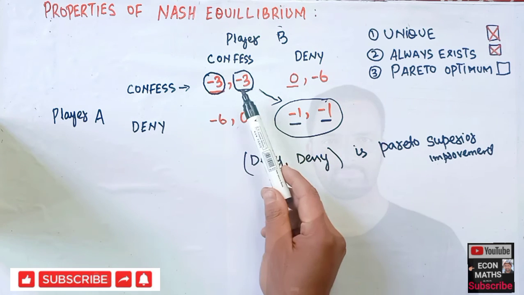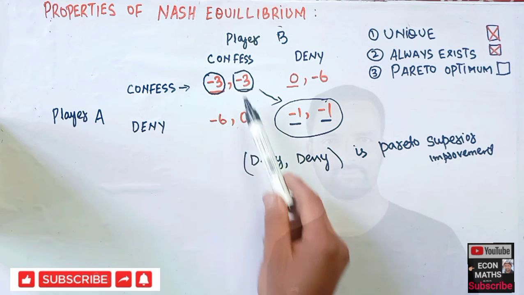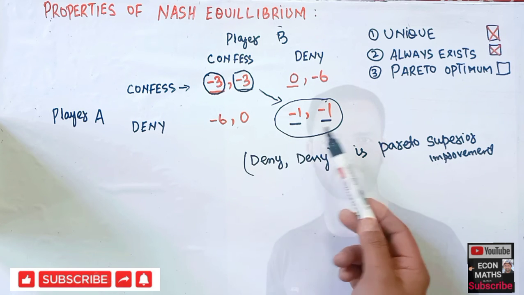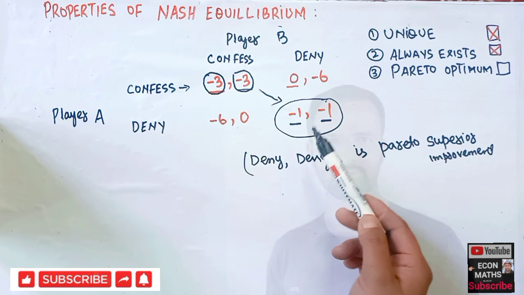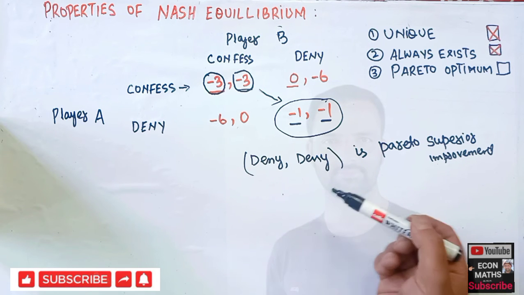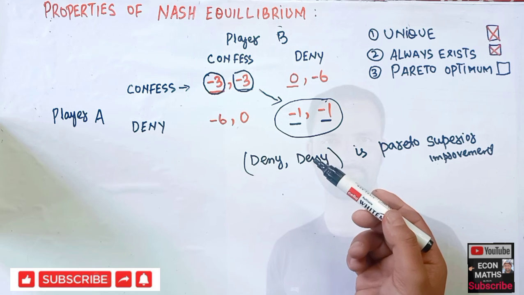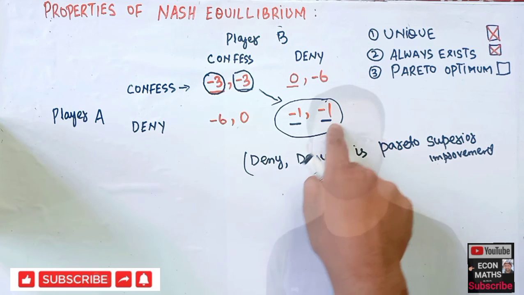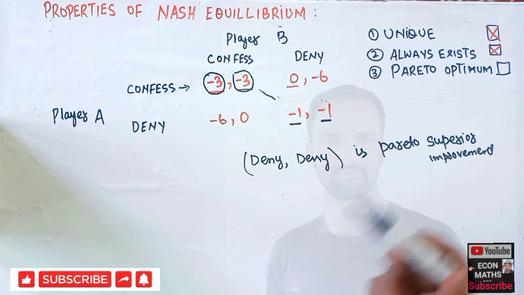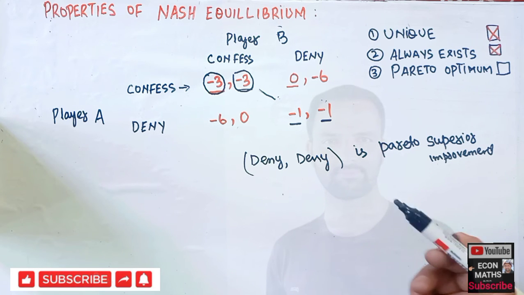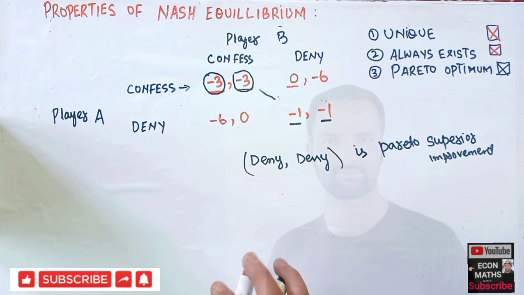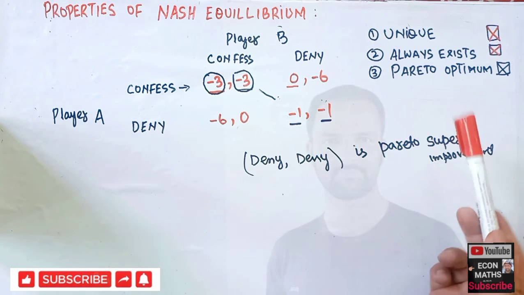And here we can see this Nash equilibrium which we got here, this -3 and -3, is not Pareto optimum. Both the players would have been better off if they had chosen to deny. So we can safely say that this Nash equilibrium is not Pareto optimum. There can be a Nash equilibrium, but there can be other choices for both the players, in which case they would both have been better off. So in this case we can easily say that Nash equilibrium is not always the Pareto optimum.